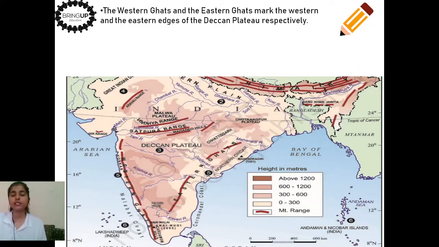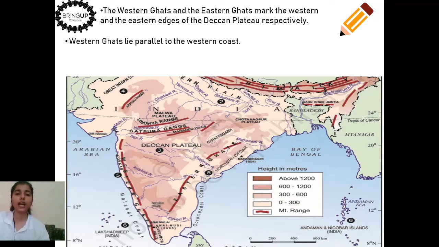The Western and Eastern Ghats mark the western and eastern edges of the Deccan Plateau. So here is the Deccan Plateau, the triangular landmass, and this dark brown line which you can see is marked as the Western Ghats over here, and here it is marked as the Eastern Ghats.